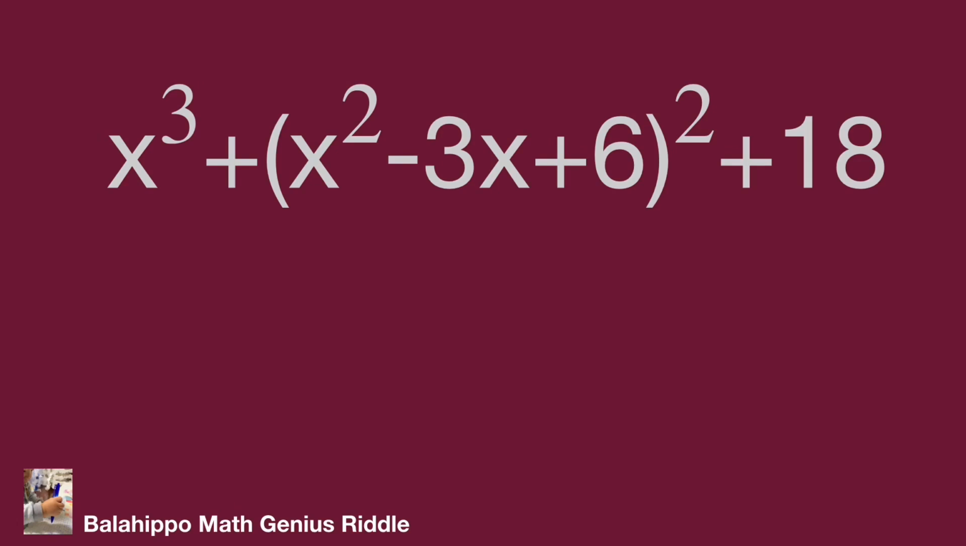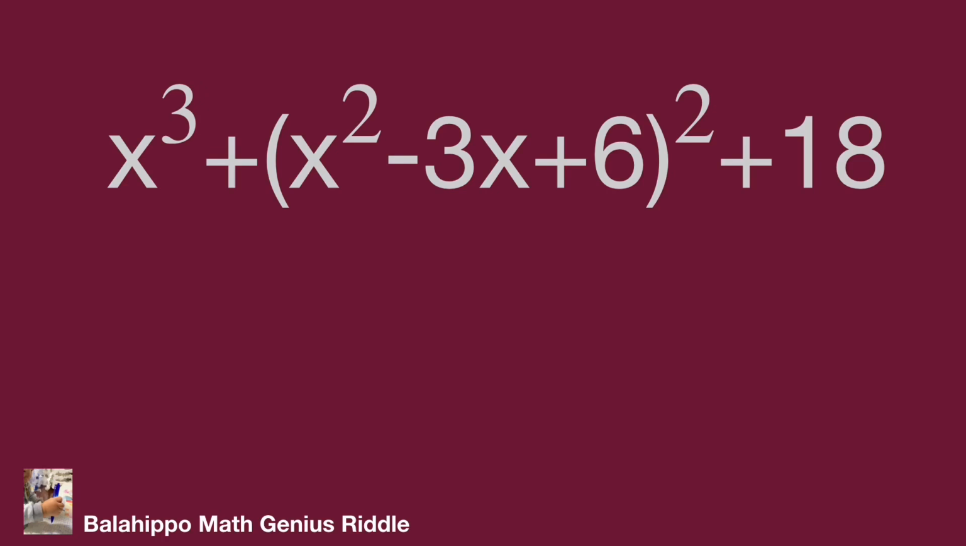The question is to factorize x cubed plus (x squared minus 3x plus 6) squared plus 18. If we expand (x squared minus 3x plus 6) squared, then we have x to the power of 4. It will not be easy to find the result. There should be another approach.